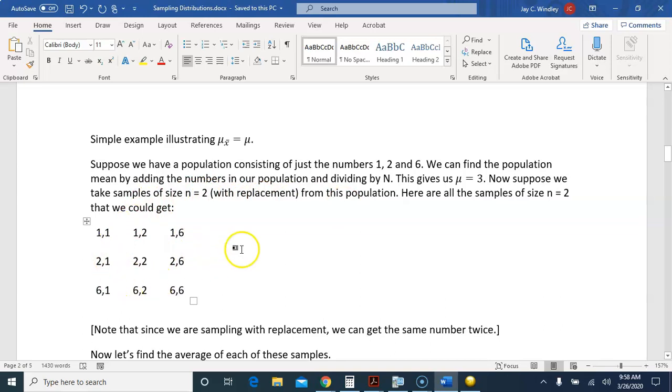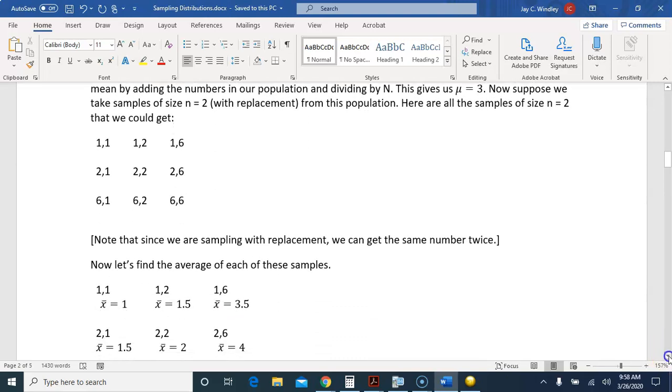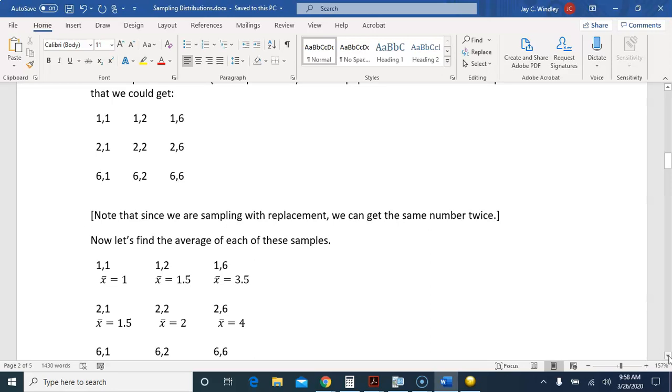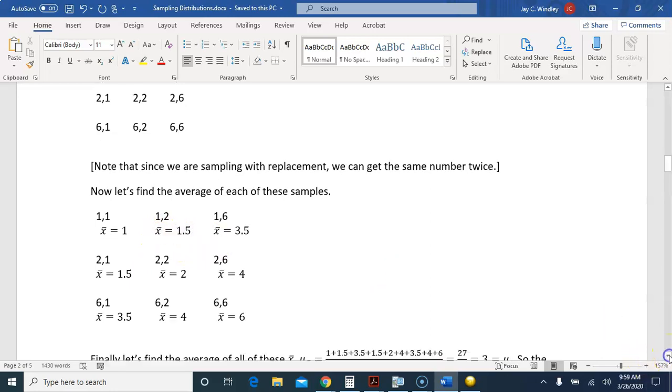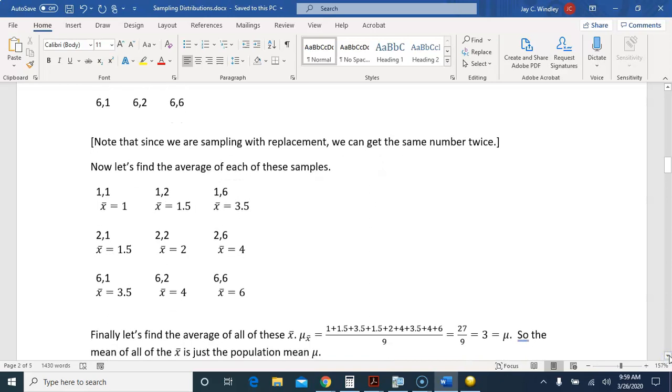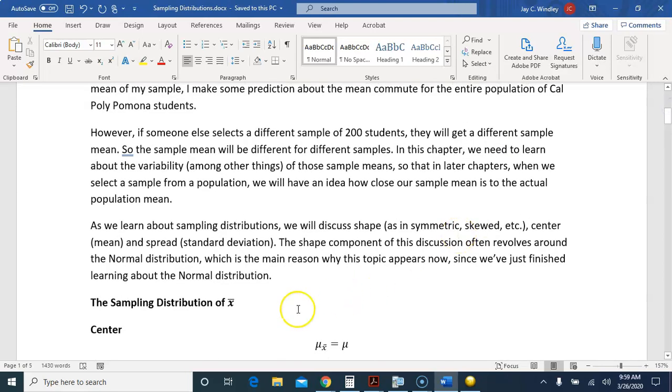These are all the possible samples of size 2 that we could get. Okay, so now there's only 9 possible samples I can get. So it's easy enough to figure out the mean of each of those samples. If my sample is the number 1 and the number 1, then the sample mean is 1. If my sample is a 1 followed by a 2, then the sample mean is 1.5, and so on. So this next calculation will shed some light on this formula here that says the mean of the x bars is the population mean.